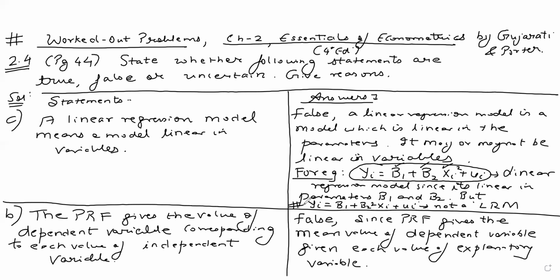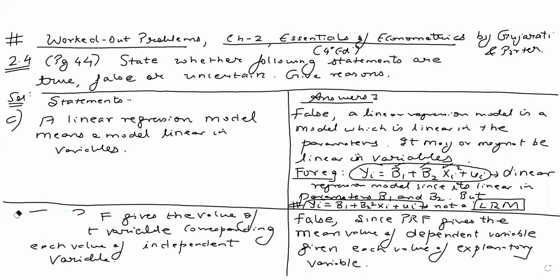But look at this model, yi equals B1 plus B2 square xi plus ui. Even though it is linear in yi and xi, which are the variables, it's not linear in the parameters. You can see it's not linear in B2, so it's not a linear regression model. So when we talk about a linear regression model, it must be linear in the parameters. We don't care whether it's linear or not linear in the variables.